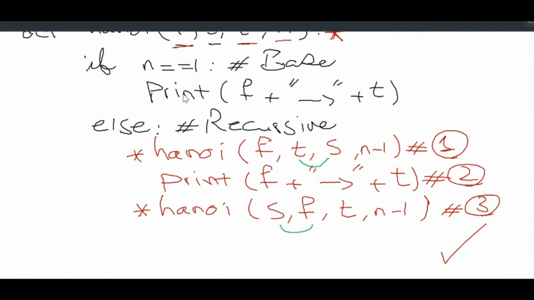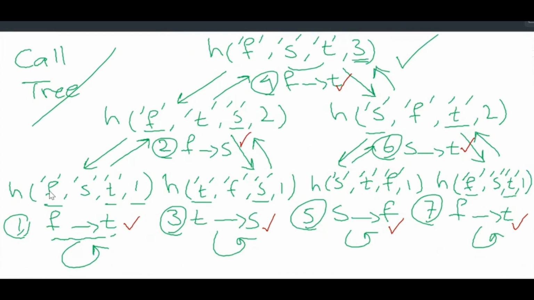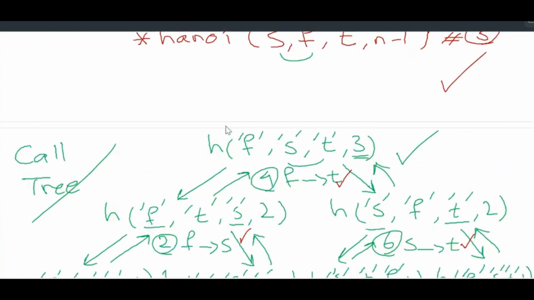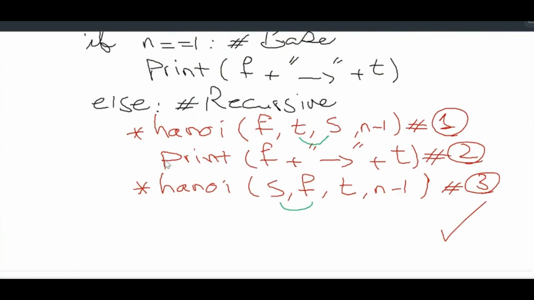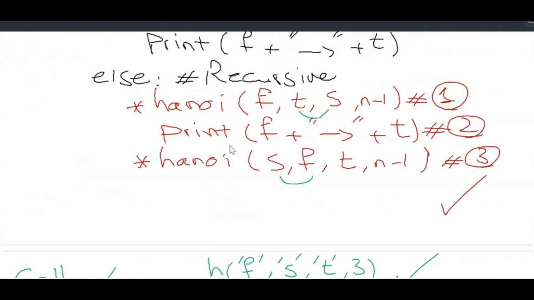When n is 1, you just print f goes to t and you return. What is f? What is t in here? F is f, t is t. I print f to t and I return. This is the first thing getting printed. Then I go back. It's like a backtrack because I have reached a leaf in this call tree. I go back here. When I go back here, I'm in the second line of else. I print f should go to t. But in this case, f is f, t is s. So the second thing getting printed is f to s. I'm done with the second.